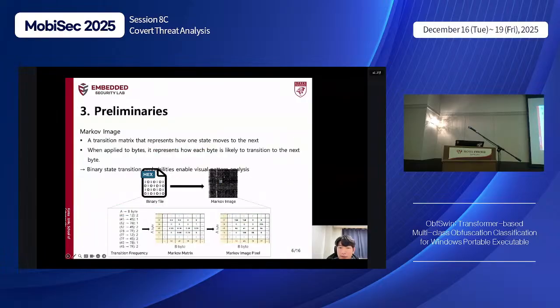To understand our method, I'll first briefly explain the Markov image. As shown in the slide, a Markov image is a visualization of the transition probabilities between bytes in a binary file. It represents how likely one byte state is to move to the next. Essentially, we map the binary code into a matrix and then convert it into a visual form. This allows us to see characteristic patterns of the binary.